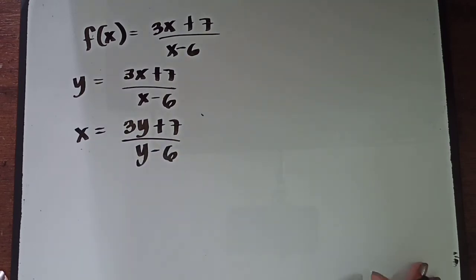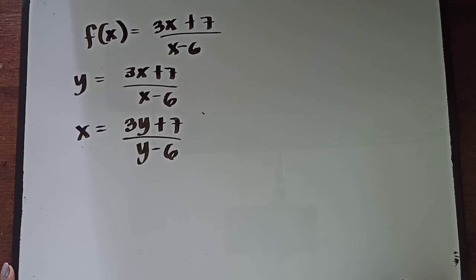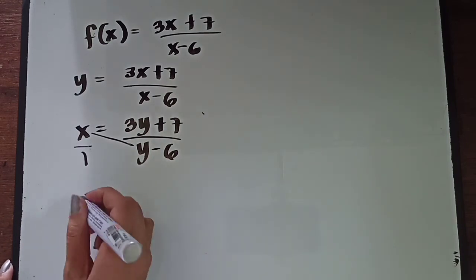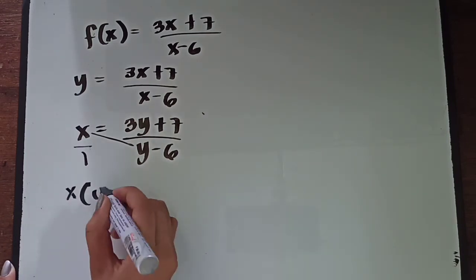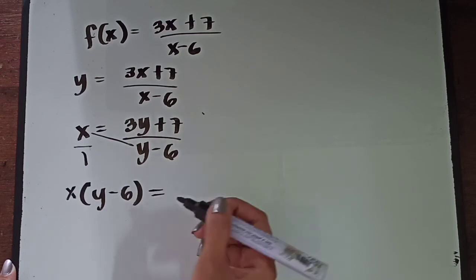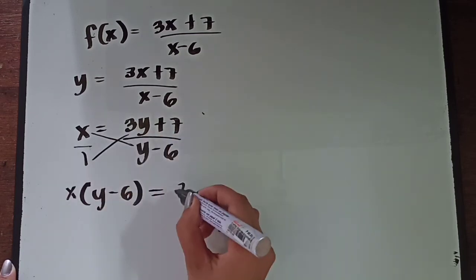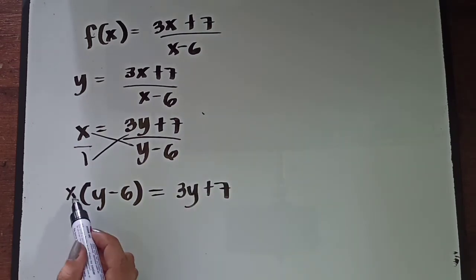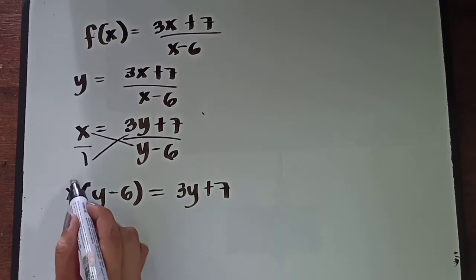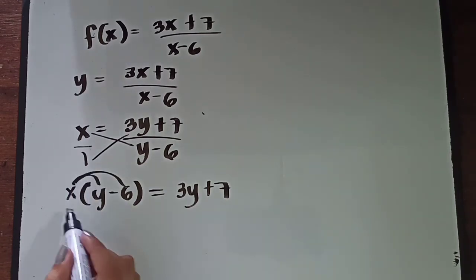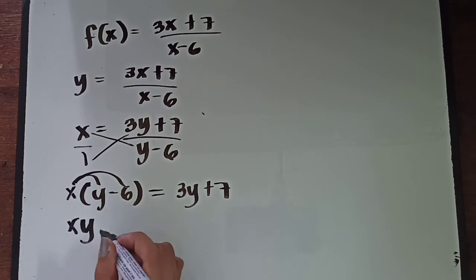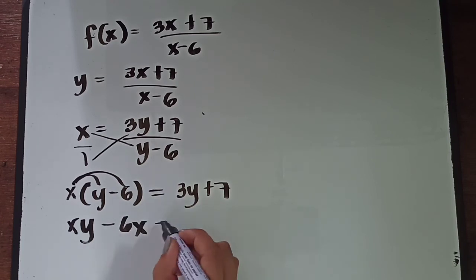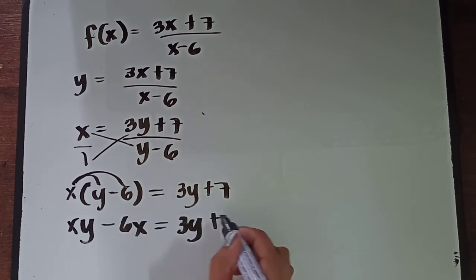Okay, so next, pwede ako mag-cross multiply dito or cross multiplication. So, that is x multiplied by y minus 6. Okay, x multiplied by y minus 6 is equal to 1 multiplied by 3y plus 7. Next, didistribute ko tong x sa lahat ng term na nasa loob ng parenthesis. So, x multiplied by y is xy. And x multiplied by 6 is negative 6x. So, that is equal to 3y plus 7.